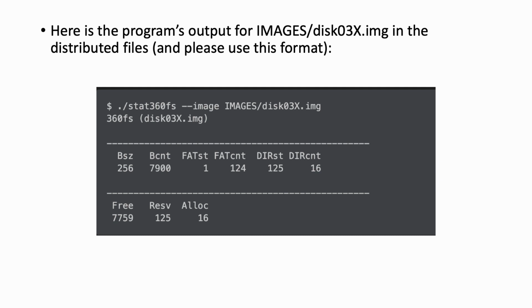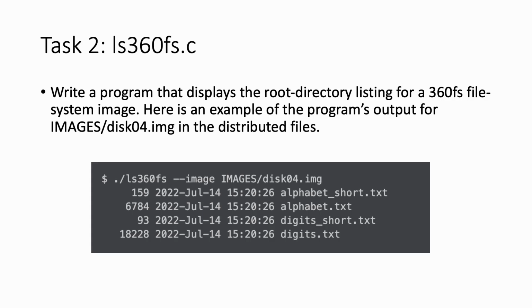So we can see that you need to print out those kinds of information. Then in task 2, you need to write a program that displays the root directory listing for a 360 file system image. And this is an output.